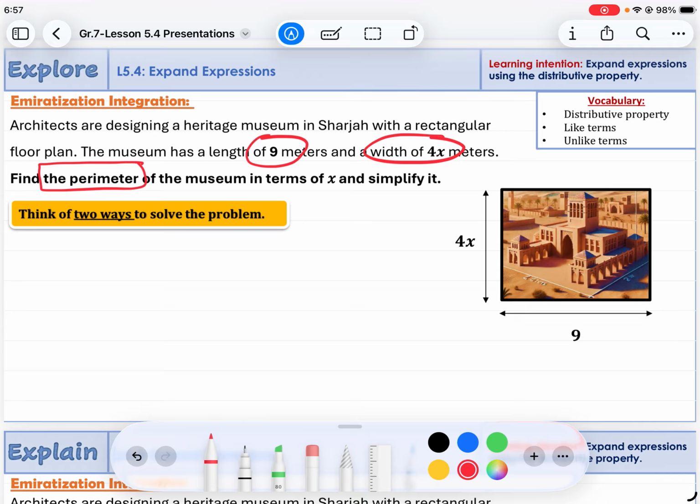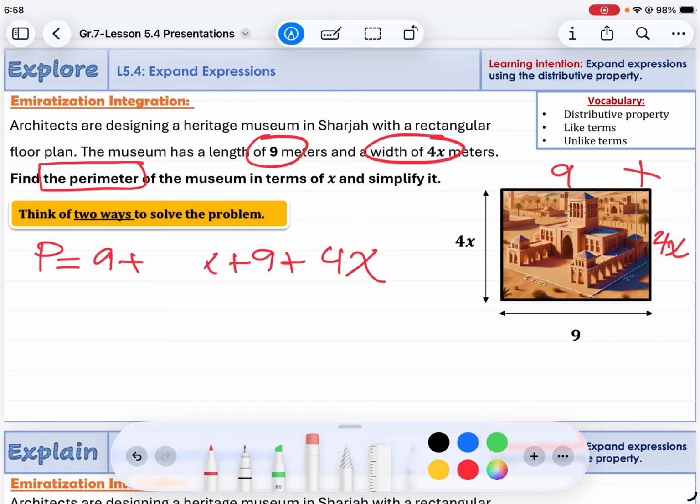So if this side is 4x, the opposite side will be 4x. If the length is 9, then the other length will be 9, because opposite sides in a rectangle are parallel and equal. So let's find the perimeter the easy way. The first way is just to add all the sides. We're going to start from here: 9 plus 4x plus 9 plus 4x.